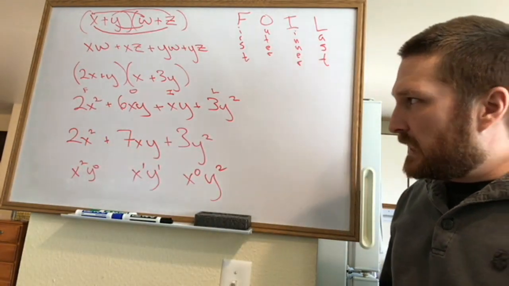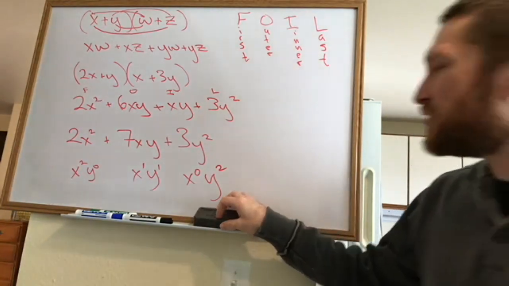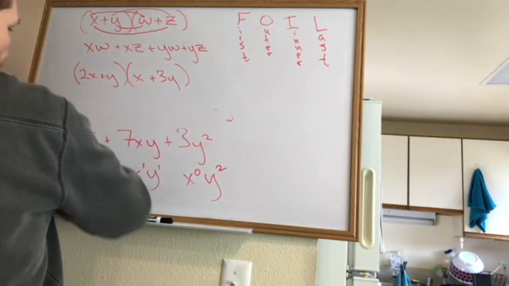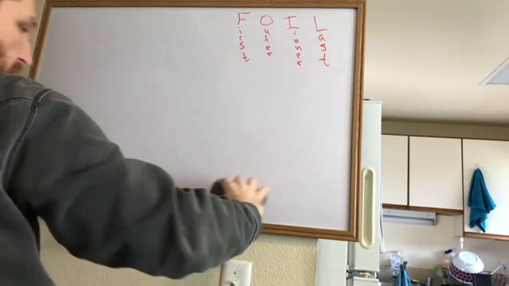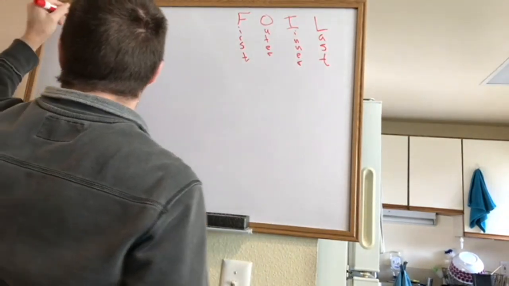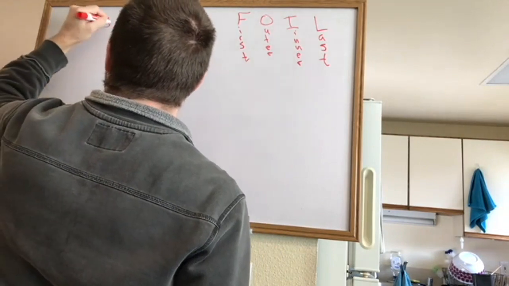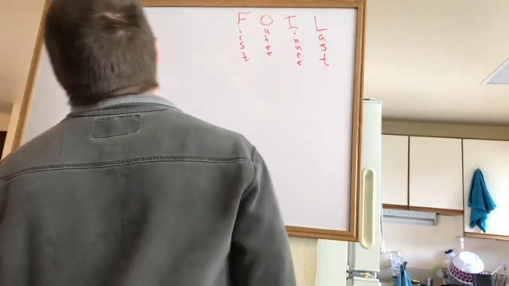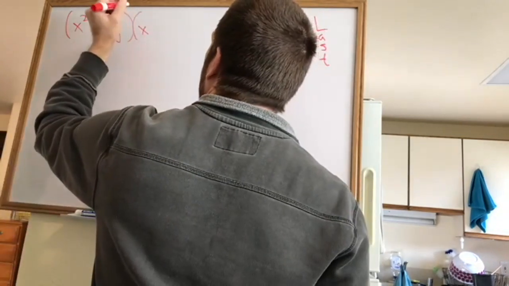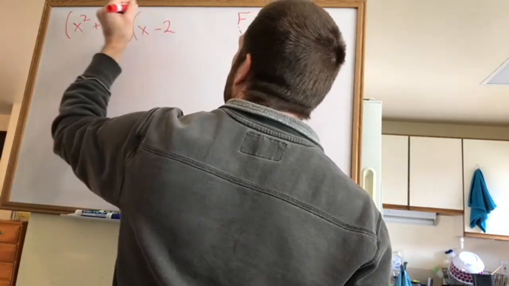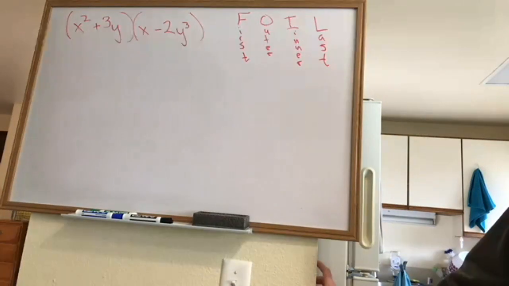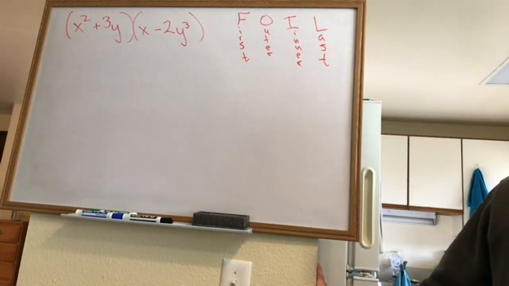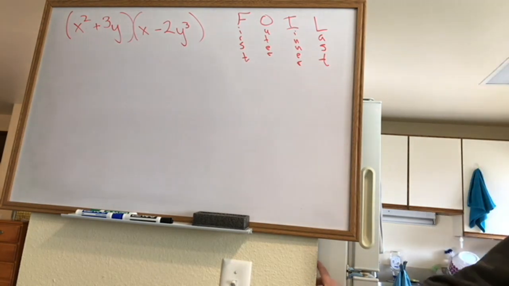Okay, does that make some sense? Yes. Okay, let's try another here. I'm going to throw a wrench in here, a couple of wrenches, actually. We're going to say x squared plus 3y, and then we're going to do x minus 2y to the third. Okay, now there's a minus sign. Uh-oh. Well, we'll just do it.